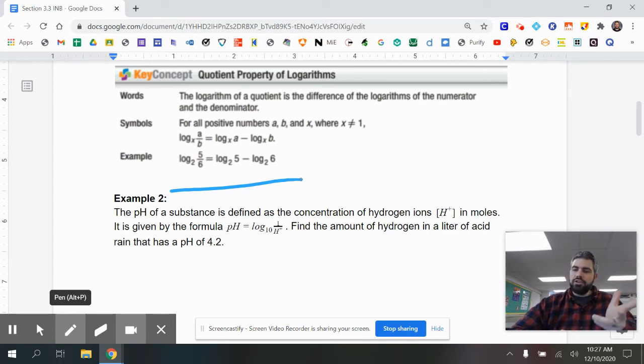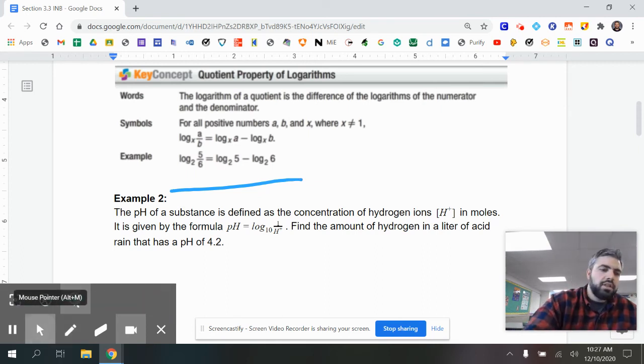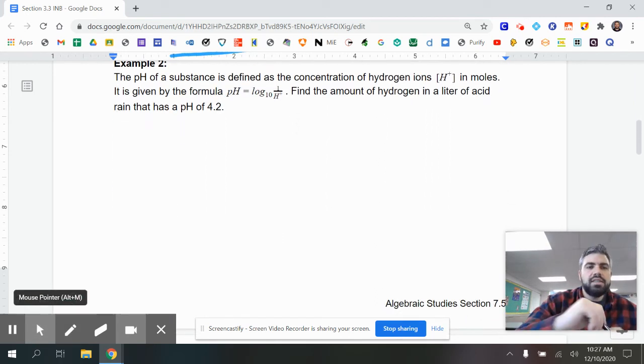Okay, well, let's look at an example. Now, this is a real world example, but it can be done with regular numbers as well, not just missing values. So let's take a look at one. It says the pH of a substance is defined as the concentration of hydrogen ions, H plus, in moles. If given the formula pH is equal to log base 10 of 1 over H plus, find the amount of hydrogen in a liter of acid that contains a pH of 4.2.